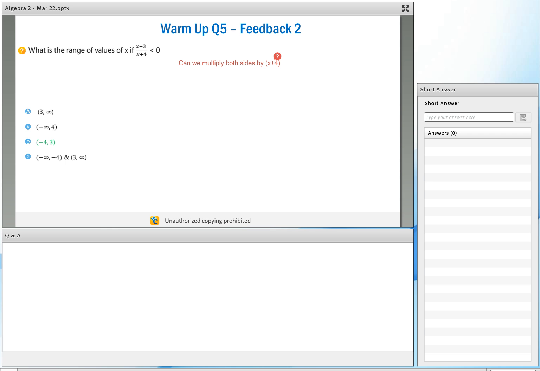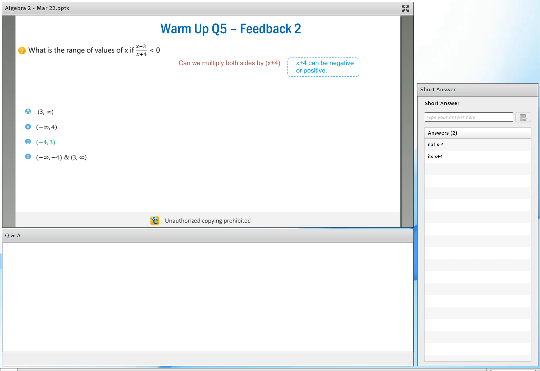Now the question really is, that's a fraction, and can I multiply both sides by x plus 4? Yes, thank you, Gopi. It's x plus 4, not x minus 4. My bad. Can you multiply both sides by x plus 4? The answer is not really. Why? Because x plus 4 could be either positive or negative, and hence you can't multiply both sides by a number that could be either positive or negative.